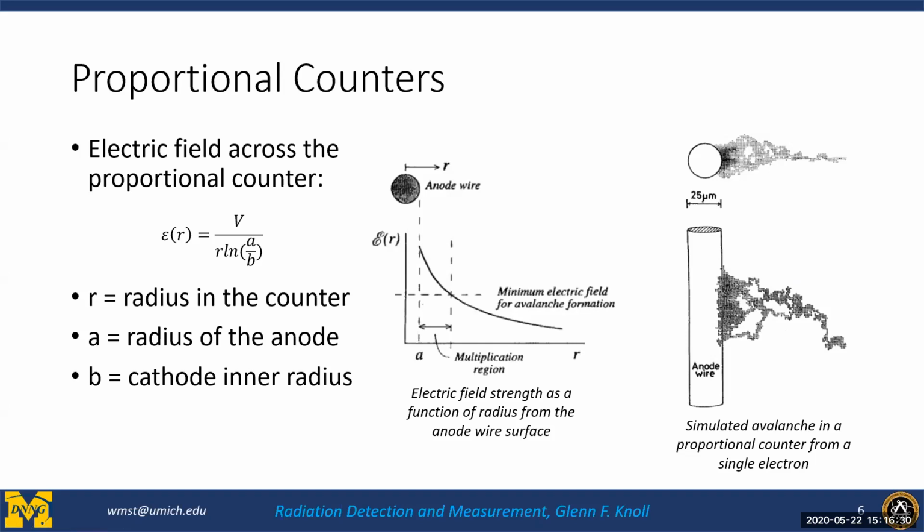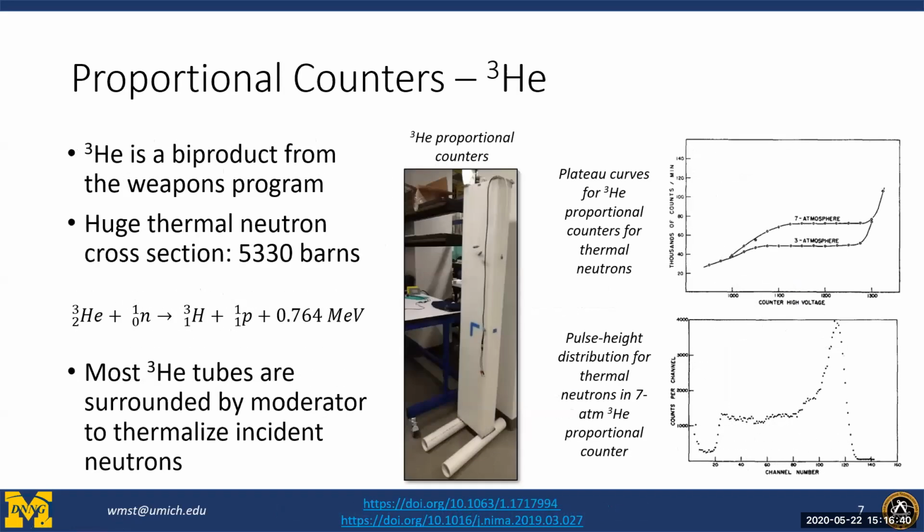Now, I mentioned that this is one of the detectors that we're going to be focusing on. So the question is, why are we focusing particularly on this detector? Proportional counters, there are many types of proportional counters, but one of them that we have used and that is traditionally used is a helium-3 proportional counter. Helium-3 has been a byproduct from the weapons program. It comes from tritium decay.